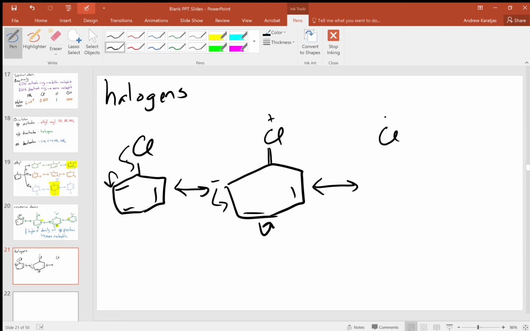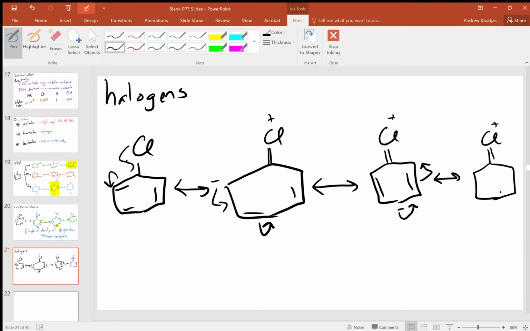Now, the halogens being so electronegative don't really want to do this, and so they don't do as good a job of donating. So overall, the ring is still deactivated compared to the phenol, but there is an increase in reactivity at the ortho and para positions as well.